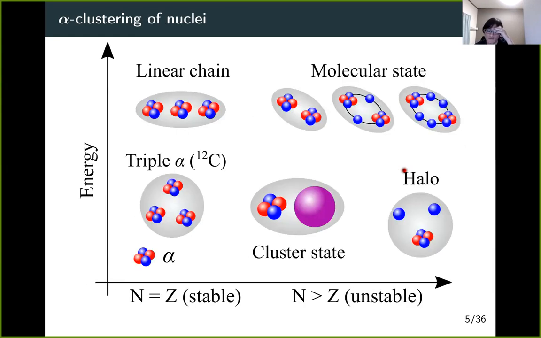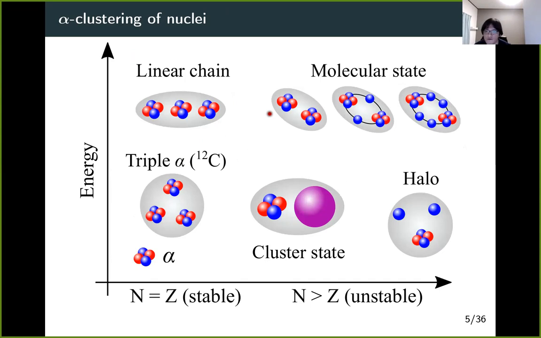For lighter nuclei, in the light mass region, we know, for example, the triple alpha state of carbon-12, the Hoyle state, a very important state for astrophysical aspects. Also, in carbon isotopes like carbon-14, for example, there's a theoretical prediction that a linear chain-like structure of triple alpha will appear.